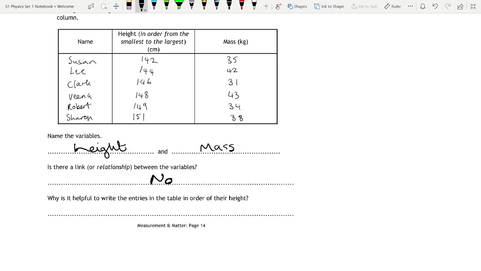Yeah, you can see a pattern clearer. Yeah, that's exactly what, yeah. So you can see a pattern clearer.